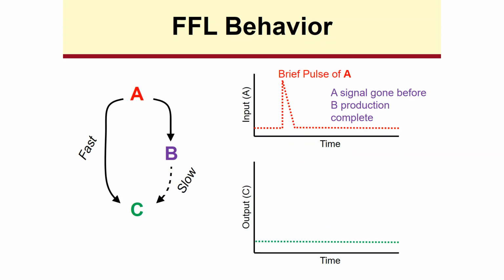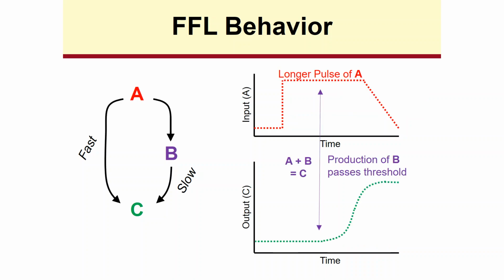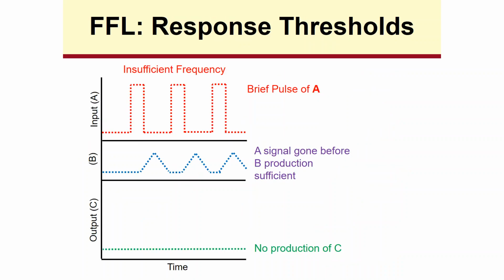Okay. Here again is another example. If there was a brief pulse of A, the A signal is gone before enough B is produced for A and B to both activate C. So you get no output. Again, by the time B has been produced, we've lost A. Let's say it's been degraded or diffused away. With a longer pulse of A, we've given enough time for B to be produced while A is still present. Now we're going to start to produce that output. So this could be the difference between a brief spike in stimulus versus a more sustained stimulus.